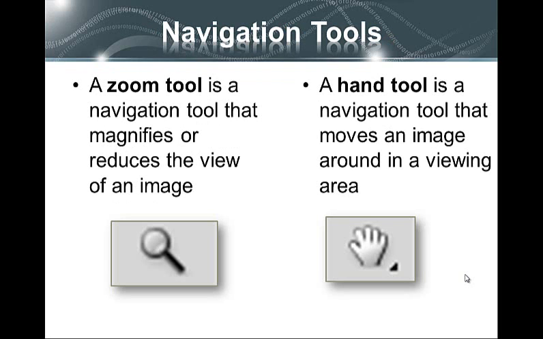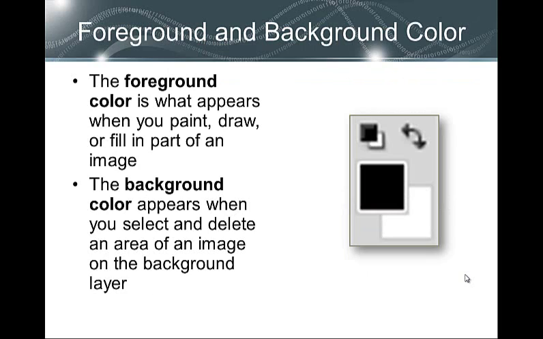Photoshop is an excellent example of a raster editing program. A zoom tool is a navigation tool that magnifies or reduces the view of an image, and a hand tool is a navigation tool that moves an image around in a viewing area. The foreground color is what appears when you paint, draw, or fill in part of an image. The background color appears when you select and delete an area of an image in the background layer. It's the color behind a raster image.